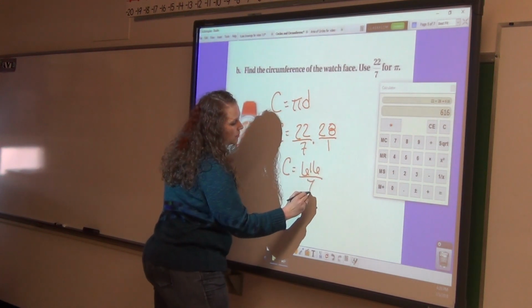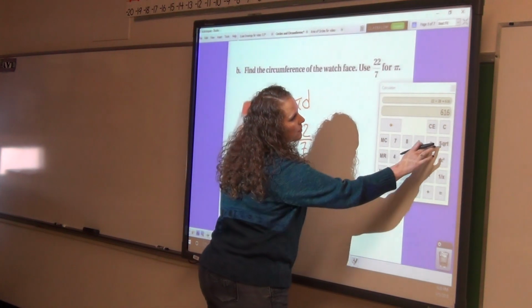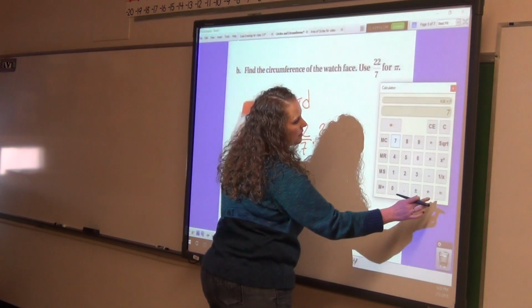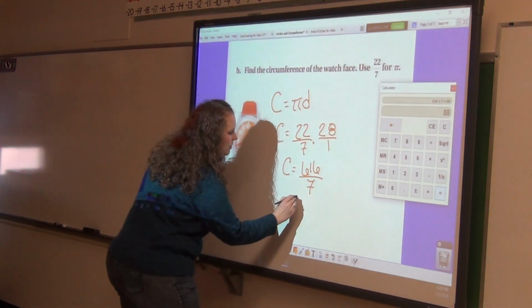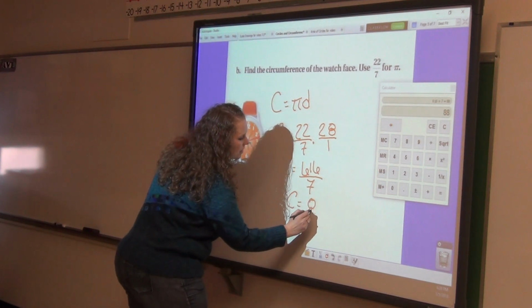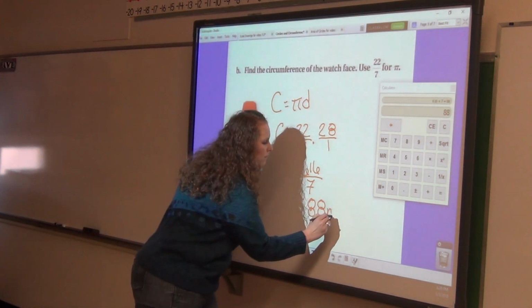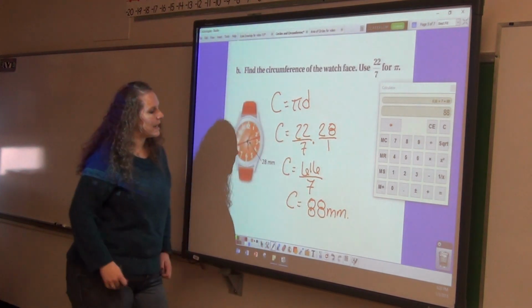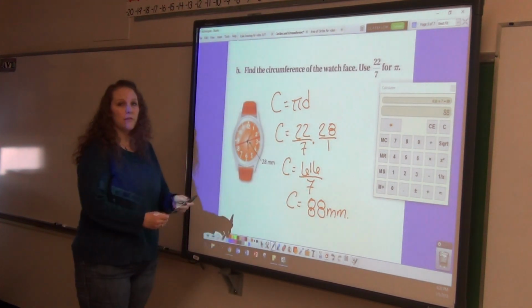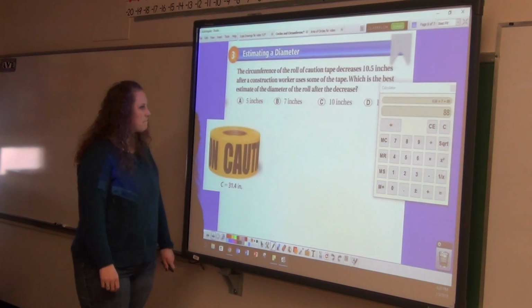7 times 1 equals 7. And we are going to divide by 7. And our circumference equals 88. Gotta label it because gotta give it meaning. So 88 millimeters is what the circumference of that watch is, the watch face.